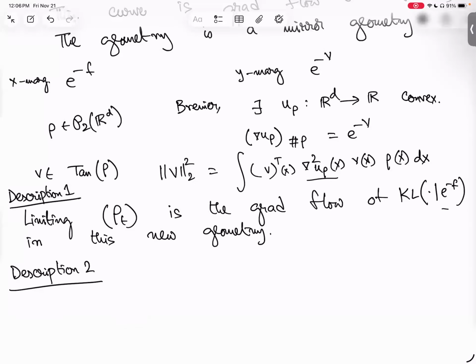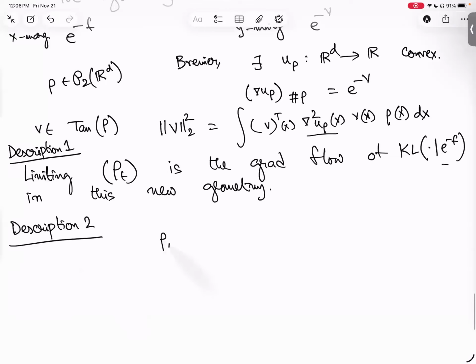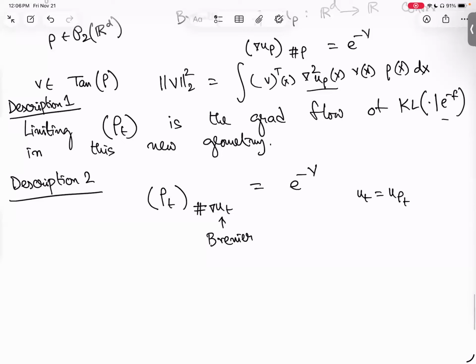which is the following. If you look into this rho t, and this rho t is mapped by this function ut, or gradient of ut, to e to the power minus v. Okay, so ut is what I was calling u of rho t. So this is my Brenier map. You can ask the question, what is u dot t? And that would give you some other PDE. What is this PDE?